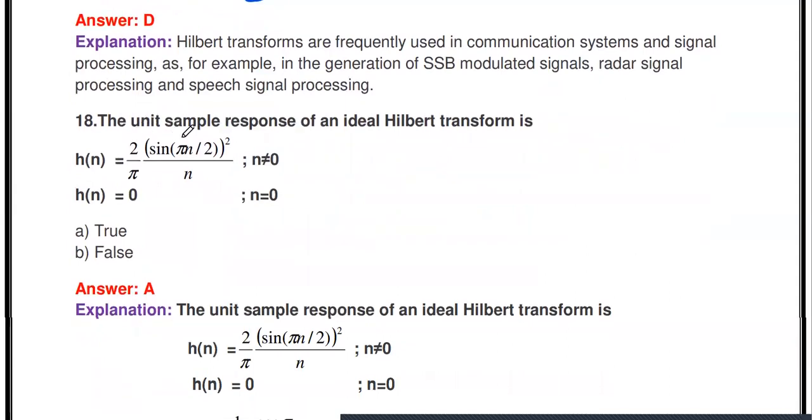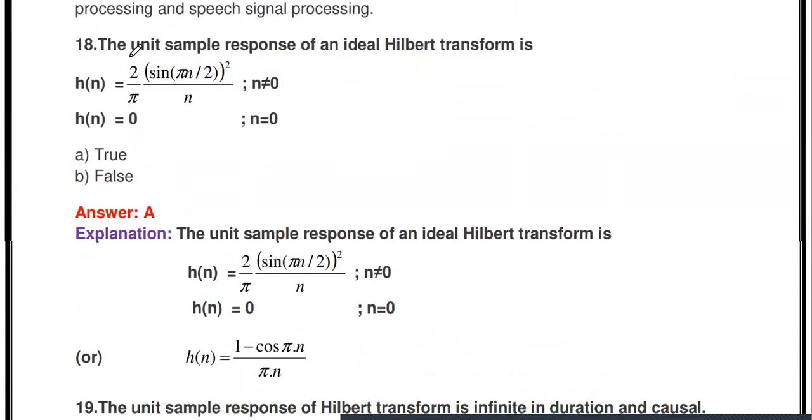Then the next one, the unit sample response. The unit sample response or unit impulse response of the ideal Hilbert transform is dash. We already discussed the unit sample response of the differentiator: cos pi n by n. Similarly, for the Hilbert transform, h of n equals 2 by pi n, sine pi n by 2 the whole squared, when n is not equal to 0. When n equals 0, h of n is 0.